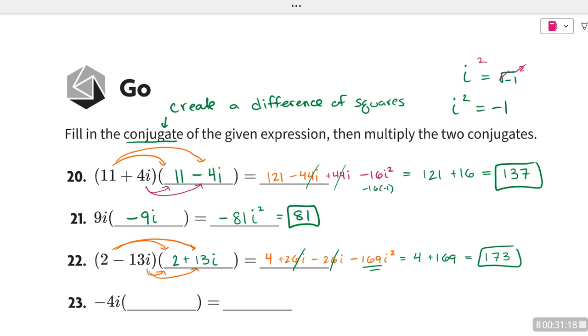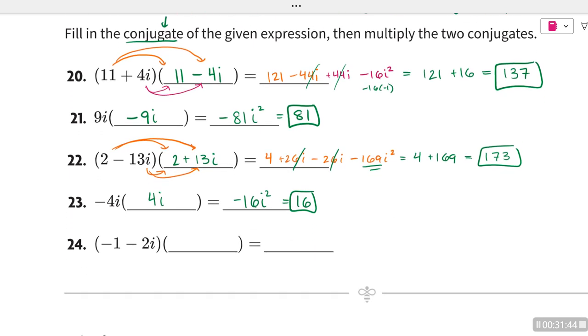173. Okay, so 23. So if I have a minus 4i, if I want to multiply by the conjugate, I want to switch the sign. So I want to use a positive 4i. So negative times positive, negative 16i squared, which turns to be positive 16. So that one's pretty quick.